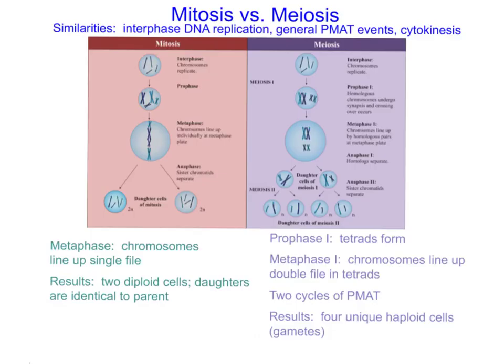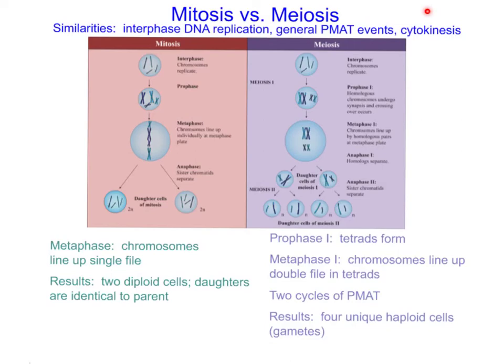Let's look at a comparison now between mitosis and meiosis. Obviously, there are some similarities. They're really evident. Interphase is the same, right? There's DNA replication in interphase that's needed for both meiosis and mitosis. The general order of PMAT events is the same in both. Cytokinesis is the same in both. So what's different? Let's highlight some of these differences.